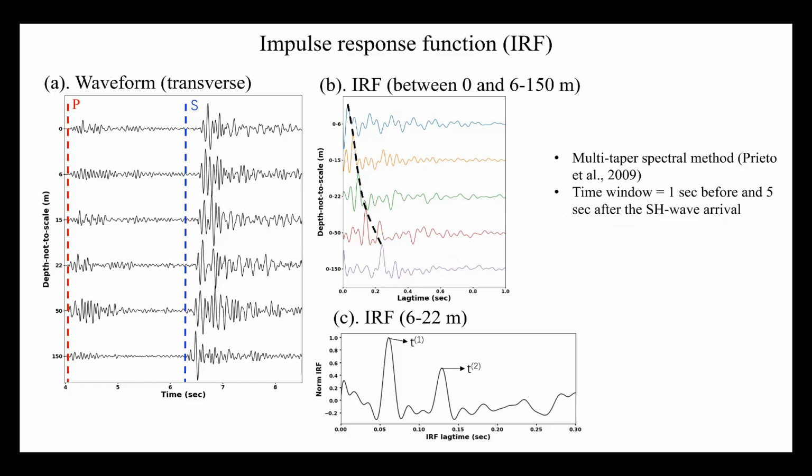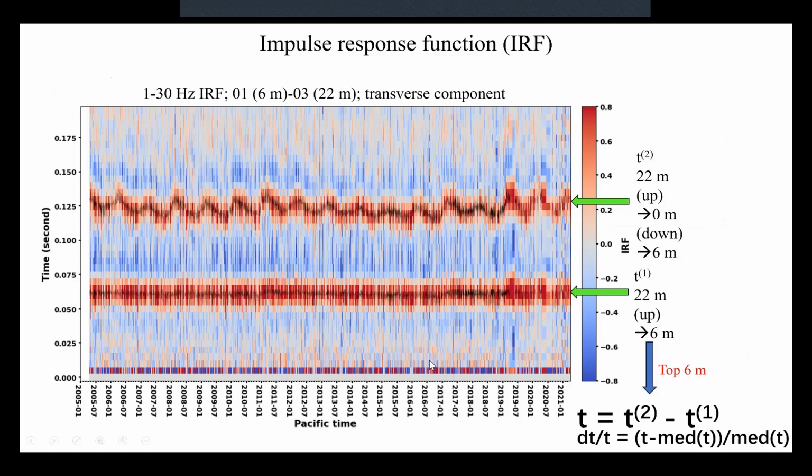Here shows an example. A is the transverse component waveforms at different depths. We calculate the impulse response function around the S-wave arrivals using the multi-taper spectral method. In B and C, we show the example impulse response functions between different sensors with clear peaks representing waves propagating between the sensors along different paths.